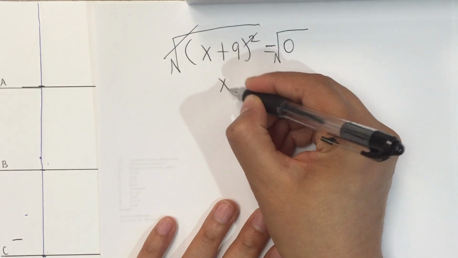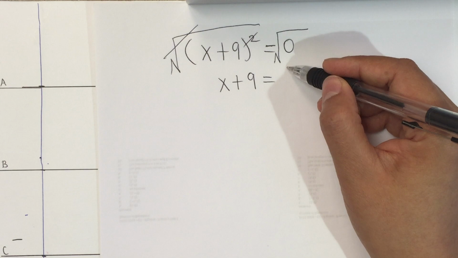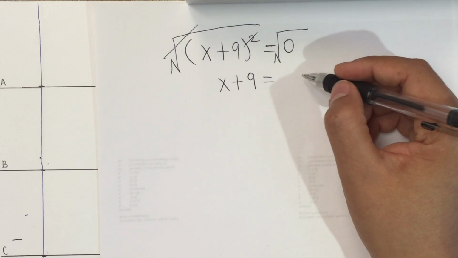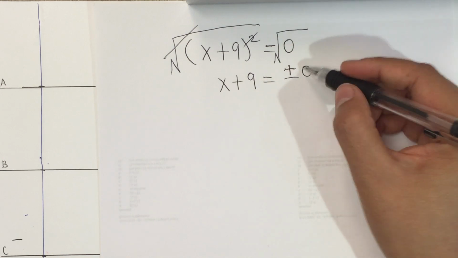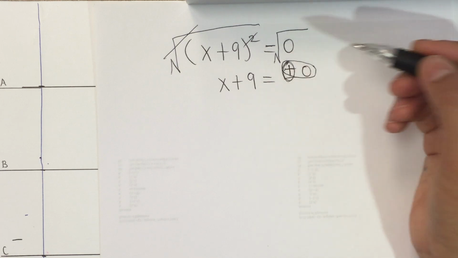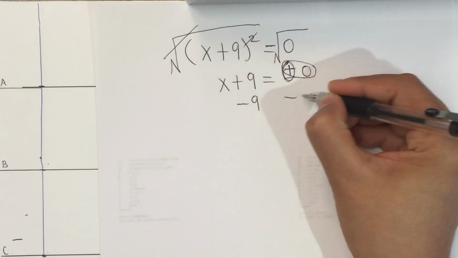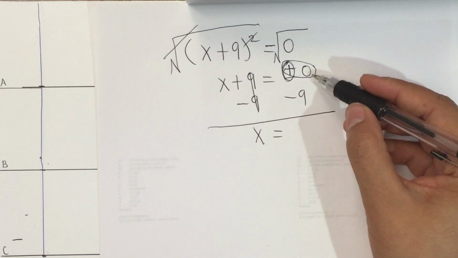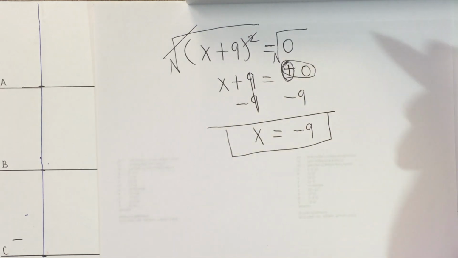And so we end up with x plus 9 equals, we would say plus or minus 0, but we never have a negative 0. So if you want to write it, that's fine, but in reality, it would just be 0. In fact, we don't even have a positive 0. It's just neutral. We subtract 9 from both sides, and so x equals negative 9. Okay, it doesn't get affected by the 0.